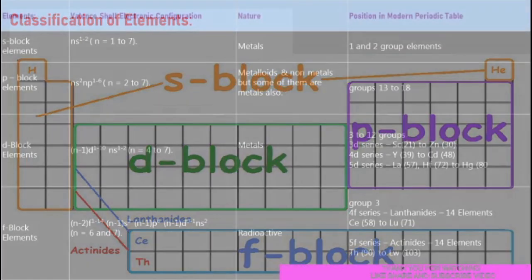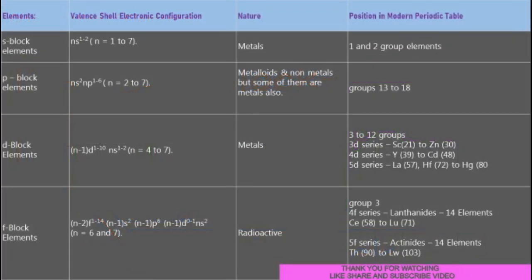Now we see how the elements are classified in these groups. S block elements have 2 groups, that is positions 1 and 2, and the valence shell electronic configuration is ns1 to 2, where n is 1 to 7, that is 1s, 2s, 3s, 4s up to 7s. The nature of S block elements is metallic.